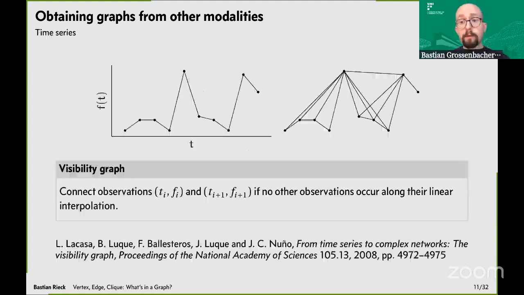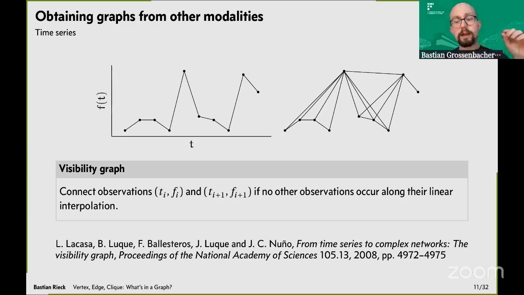Now, we can also obtain graphs from modalities like time series. This is a very fun visualization, a very fun technique to create such a graph-based structure from standard time series data. It's known as the visibility graph. The idea of the visibility graph is that you connect observations Ti and Tj in the graph if no other observations occur along their linear interpolation.